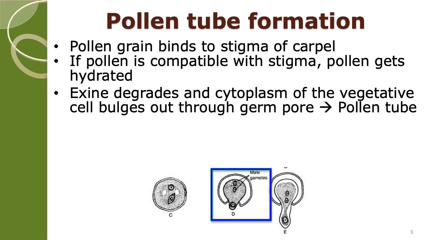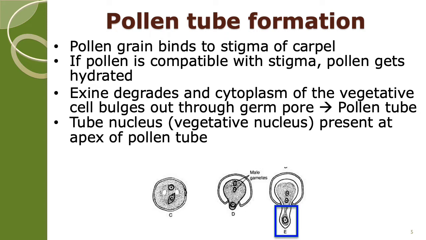Now, we had looked at the germ pore before, and we saw that monocots normally have one germ pore, whereas dicots tend to have three germ pores. As you have this tube coming out through the germ pore, that's where the pollen tube is coming through.